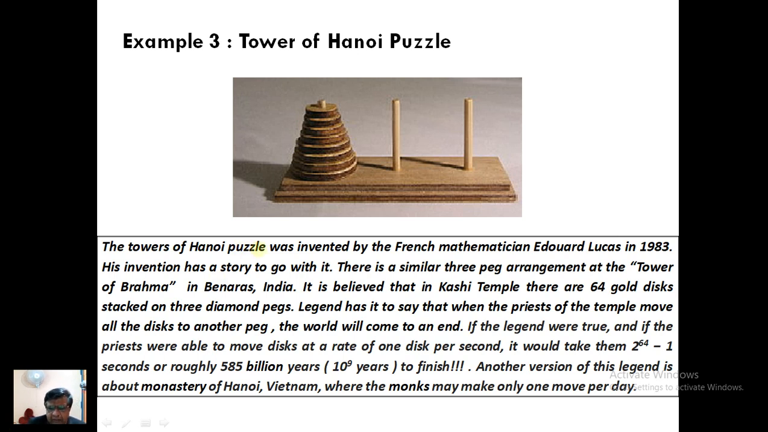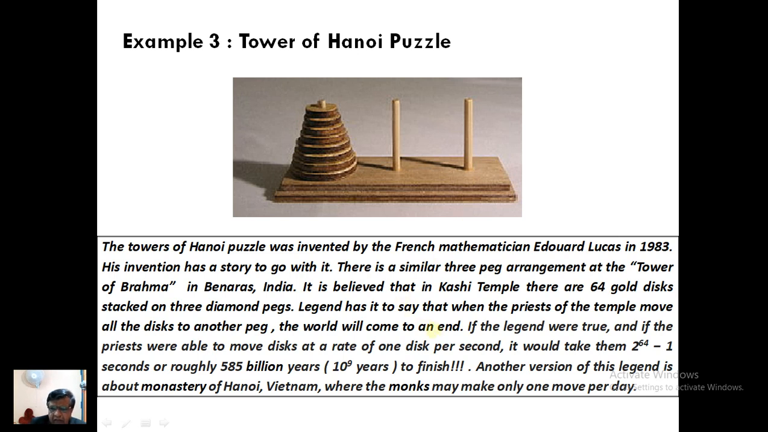The Towers of Hanoi puzzle was invented by French mathematician Edouard Lucas in 1883. His invention has a story to go with it. There is a similar 3-peg arrangement at the Tower of Brahma in Benares, India. It is believed that in Kashi temple there are 64 gold discs packed one above the other, stacked on 3 diamond pegs. This can be called A, this can be called B, and this can be called C.